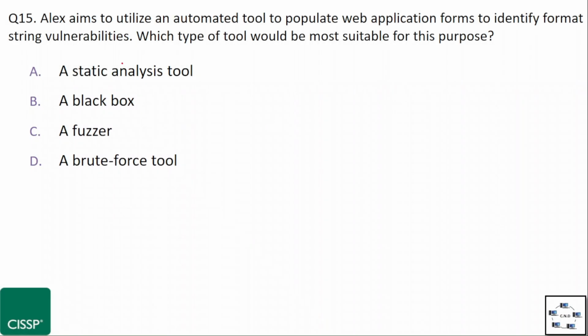Question number 15. Alex aims to utilize an automated tool to populate web application forms to identify format string vulnerabilities. Which type of tool would be most suitable for this purpose? The options are option A, static analysis tool, option B, a black box, option C, a fuzzer, and option D, a brute force tool. And the correct option is option C, a fuzzer.